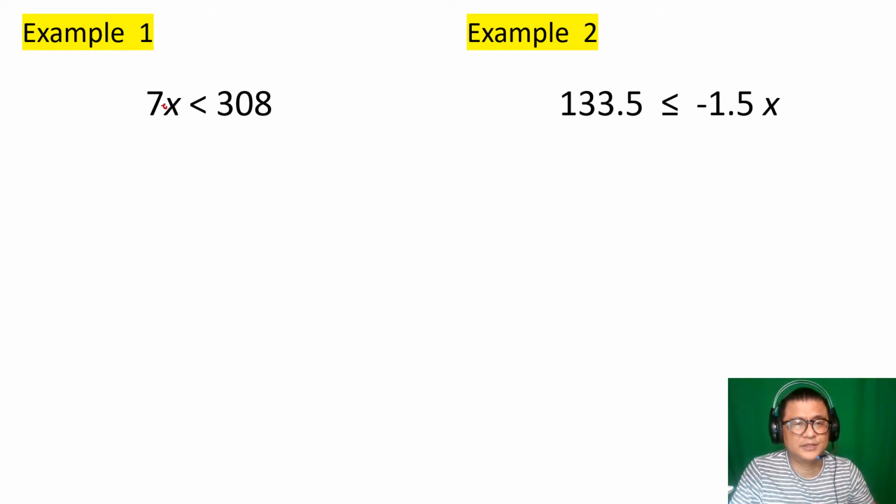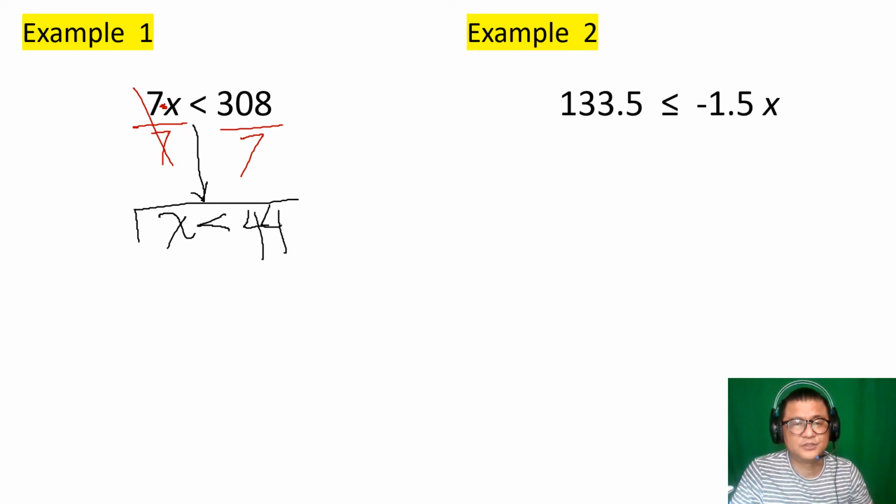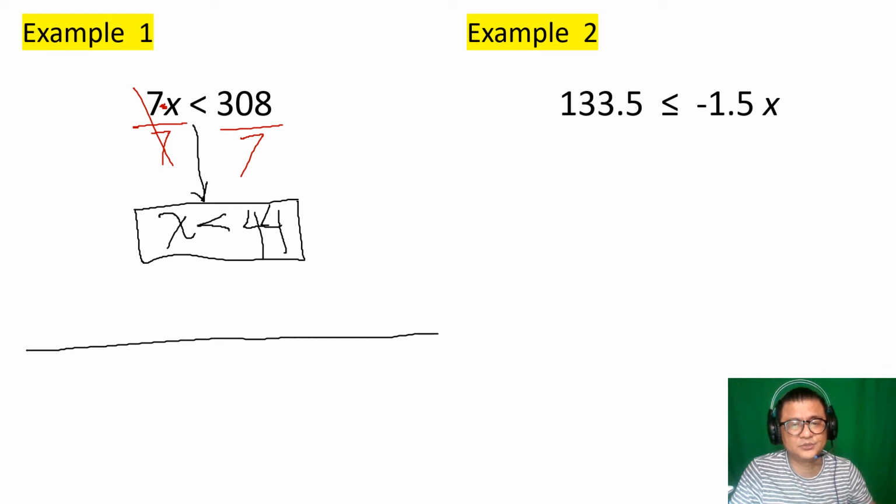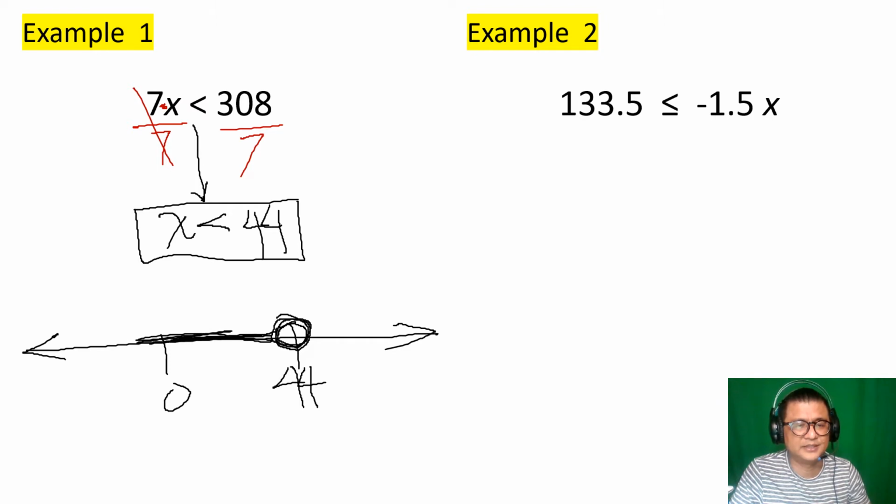Okay, so look at this. x wants to be alone. I need to get rid of the times 7. Divide by 7 on the left. Divide by 7 on the right. Cancels out. x. Bring down the sign. Less than. If you divide 308 by 7, get your calculator, you will get 44. So these are the numbers that will make the solution right. You could start with 0 over here. Use a 44. That's on the positive side. So not shaded because it doesn't have the equal sign. And to the left because the numbers are less than. These are the solutions.